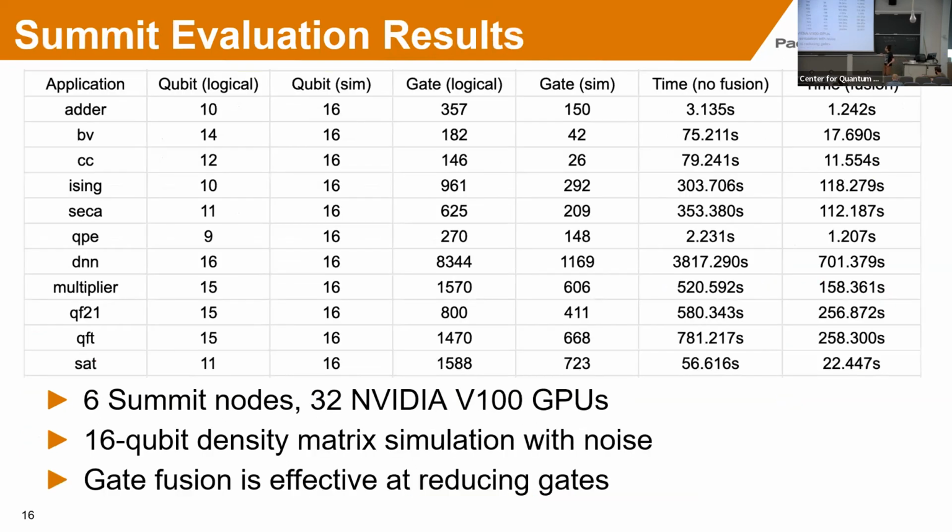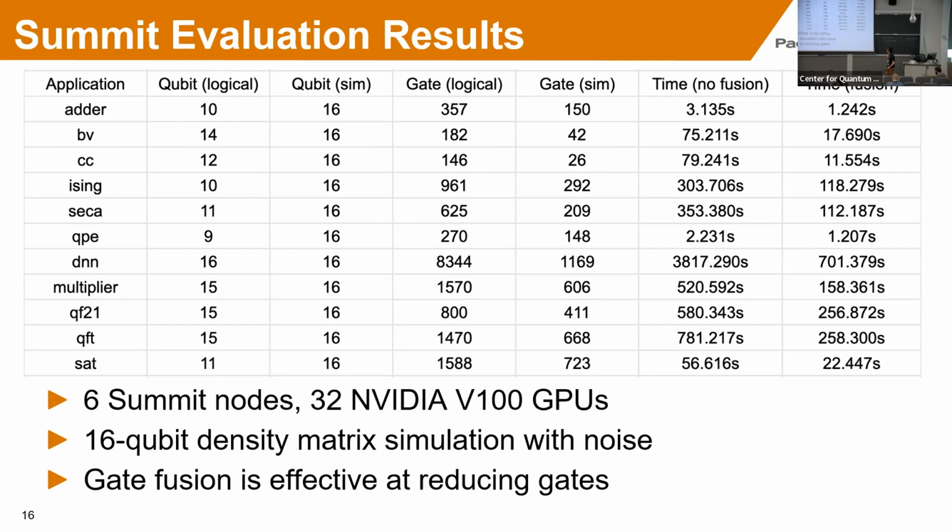These results were generated 1 or 2 days ago. For this testing, we use 6 Summit nodes, with 32 V100 GPUs. This is a 16-qubit density matrix simulation with noise. Although we show the qubits here, these are the number of qubits in the circuit, but actually we simulate these.